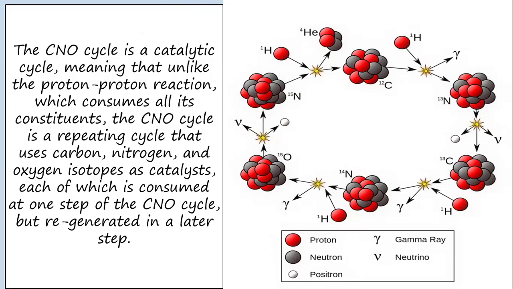They are actually not being consumed in the process, but they speed up the operation. Each of which is consumed at one step of the CNO cycle but regenerated in a later step. When we talk about catalysts, they are not being lost or consumed in the process, they are just being used to speed up the reaction. So again, in the CNO cycle, the carbon, the nitrogen, and the oxygen serve as our catalysts, converting hydrogen into helium in this operation.